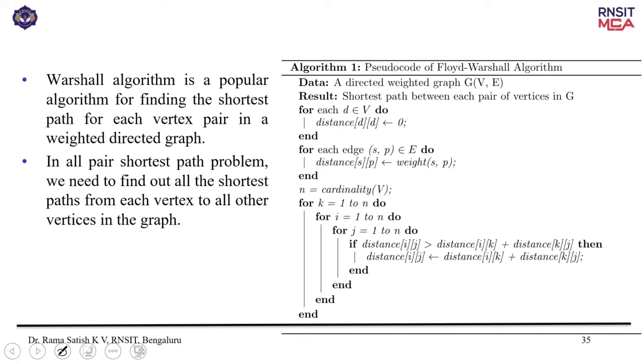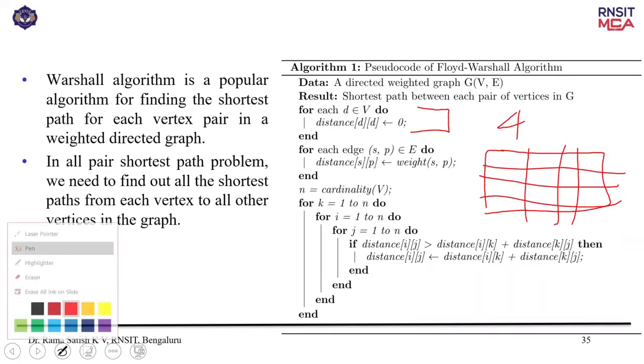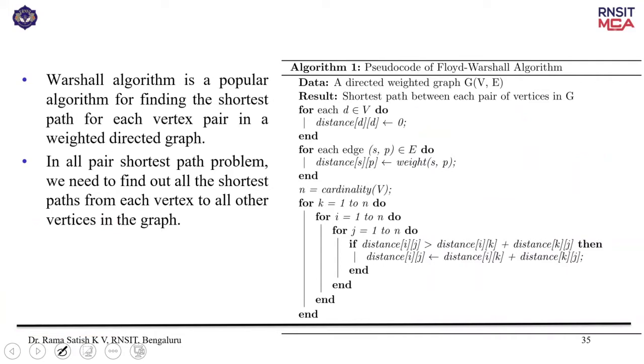Initially, you create a distance matrix d. Everything in the d matrix, you make it 0. This d will work for v number of vertices. So suppose you have 4 vertices, it is a 4 cross 4 matrix, and you have to make all the elements of the 4 cross 4 matrix 0. That's what you are doing.